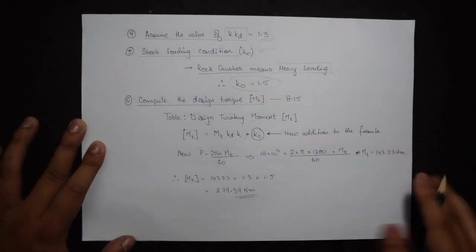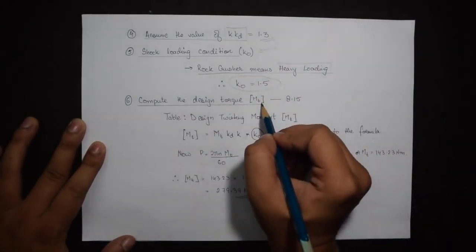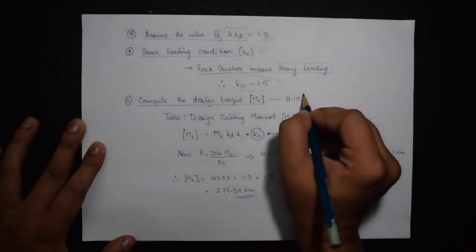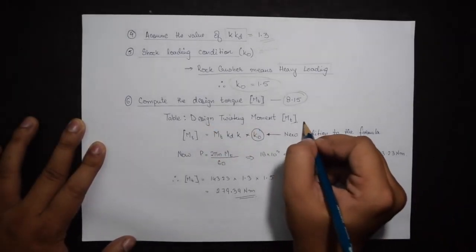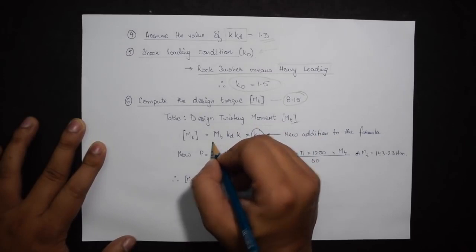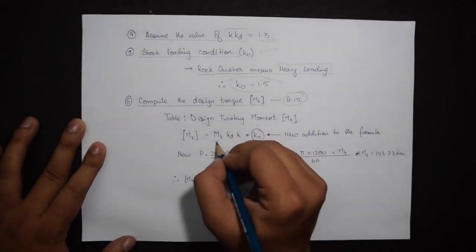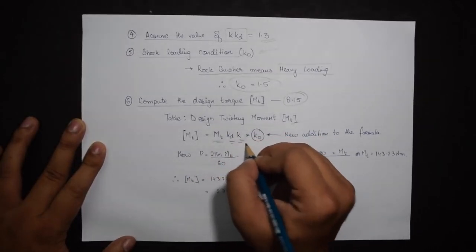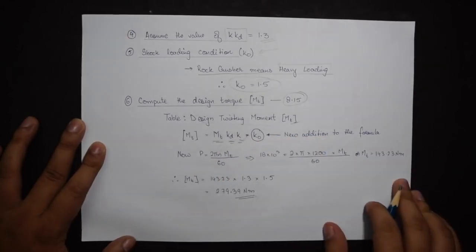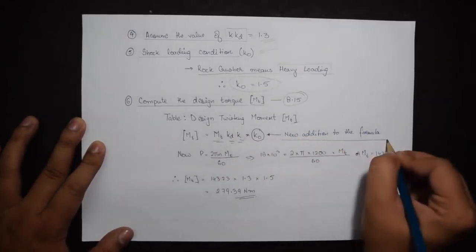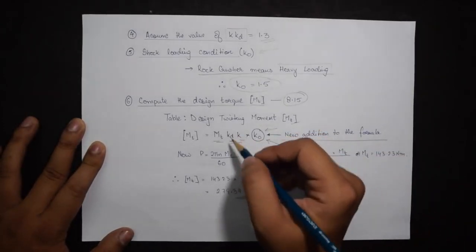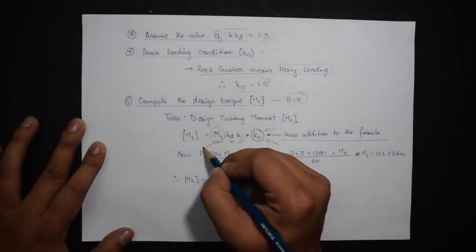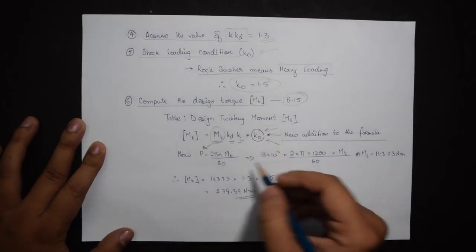Sixth step is computing the design torque, MT, which is given on page 8.15. Under the table of design twisting moment, we see MT is equal to the nominal twisting moment transmitted by the pinion into KD into K. Now we have an addition over here, K naught, which was 1.5 as we just saw. To calculate the nominal twisting moment, we have a formula in relation with power, which was given in the question.